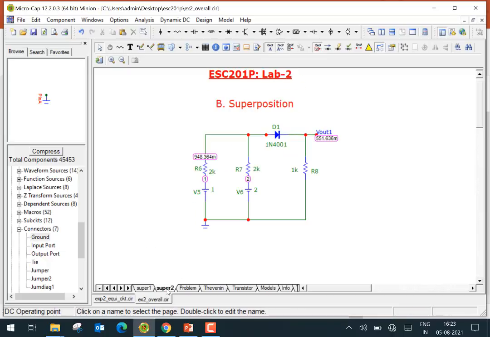So what about this here? Consider this one here. We have made the circuit nonlinear. We've added a diode here. So how do you add a diode? Let me remove it and add it again.